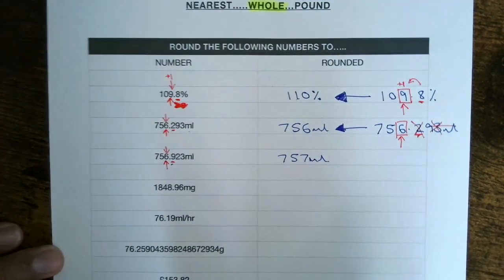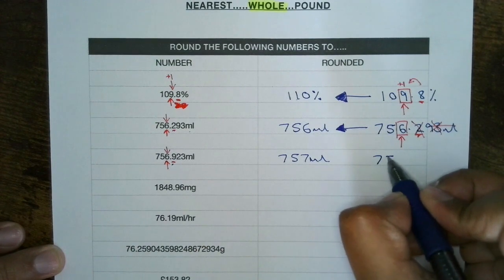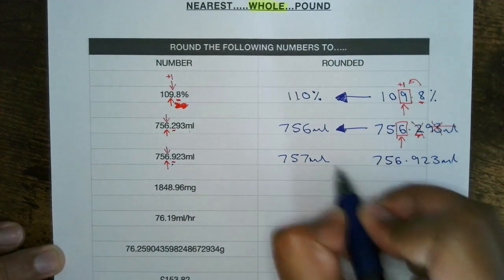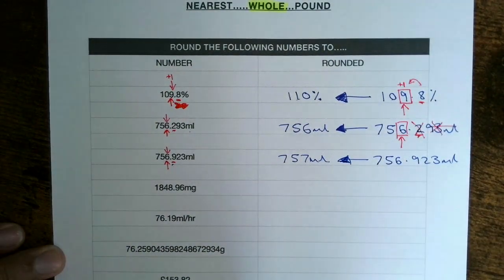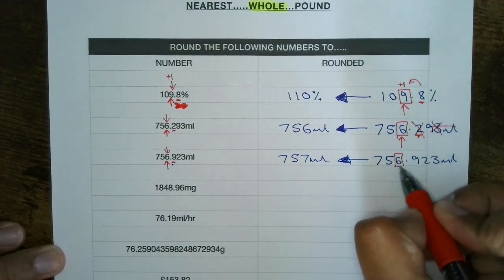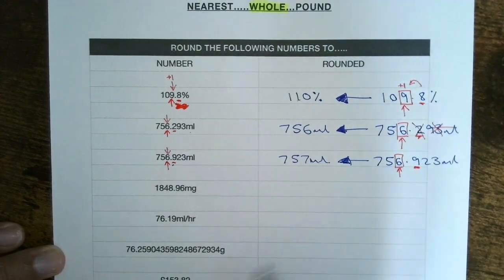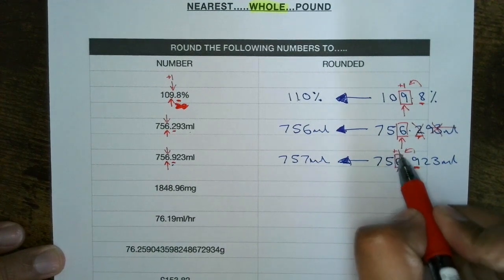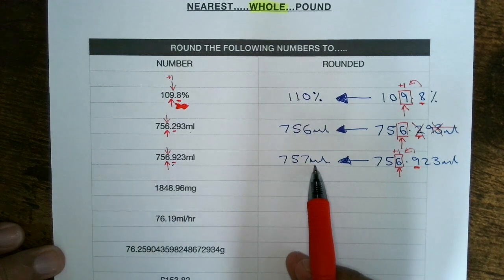So you should have got 757 milliliters. So let's have a look how I got to that answer. It's 756.923 milliliters. We want to round it to the nearest whole milliliter. So we're going to isolate where the whole number position is. It's the 6. We're going to look to the number to the right. It's greater than 5. So what are we going to do? We're going to add 1 to the 6. And that gives you 757 mil.